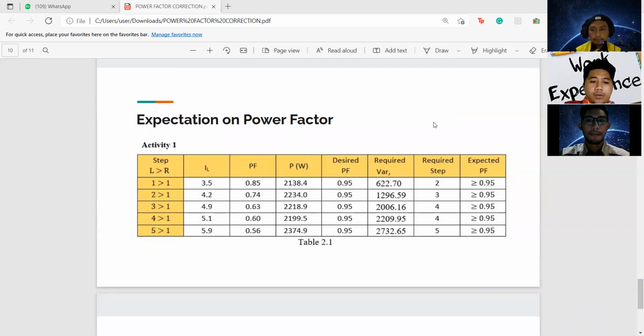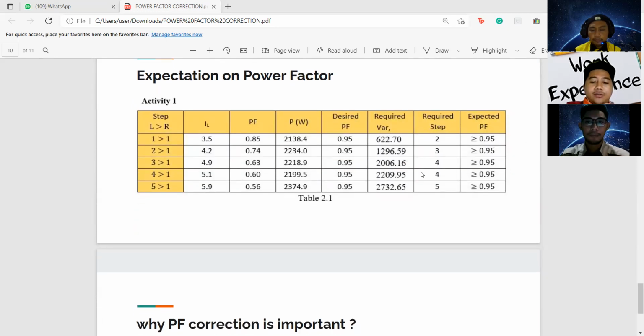Okay, hello, my name is SCOVIEN. So I will present about the expectation on power factor. So as we can see from table 2.1, from the top left, that is the step for switch inductor and resistor. Next to it is I line, and next to I line is power factor. Both of the values are given, and we also know the value for our voltage source, which is 215. So from that, we can simply calculate our power input.